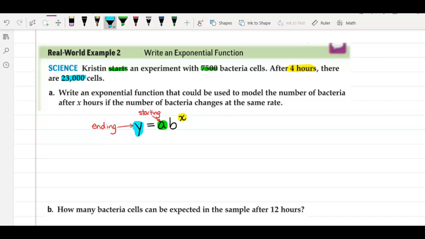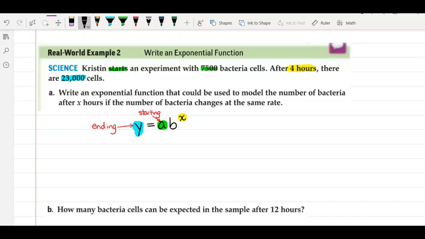So the first thing they want us to do is to write an exponential function that could be used to model the number of bacteria after X hours if the number of bacteria changes at the same rate. So we need to have a Y and an X, but we need actual numbers for A and B. So let's take our information that we're provided and substitute.